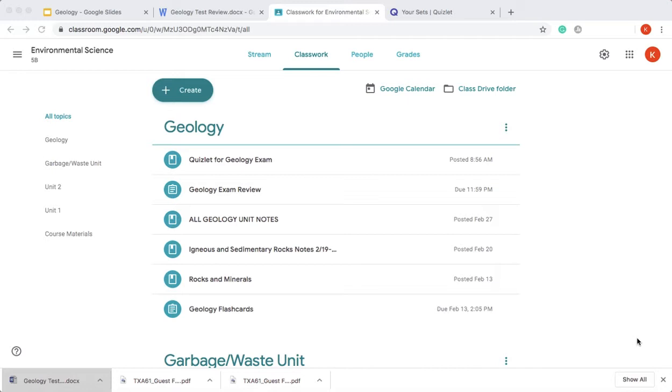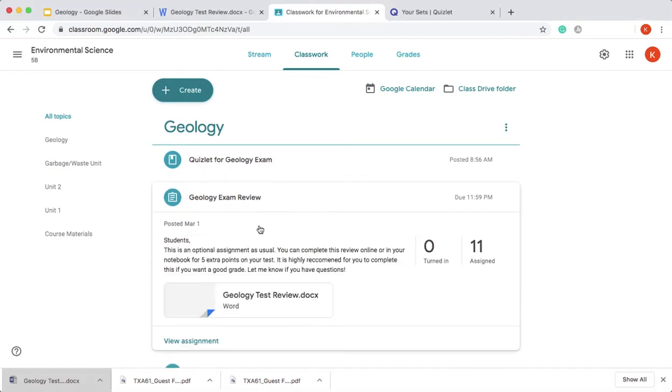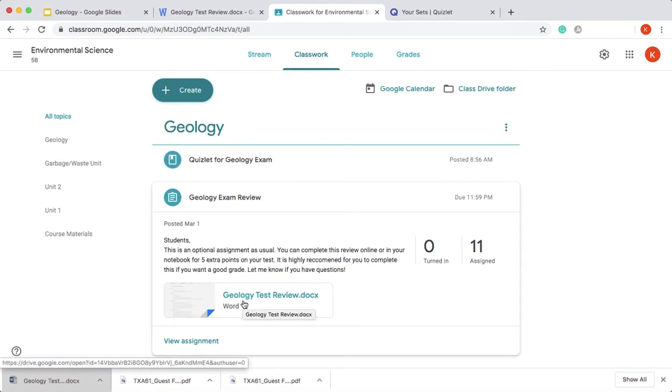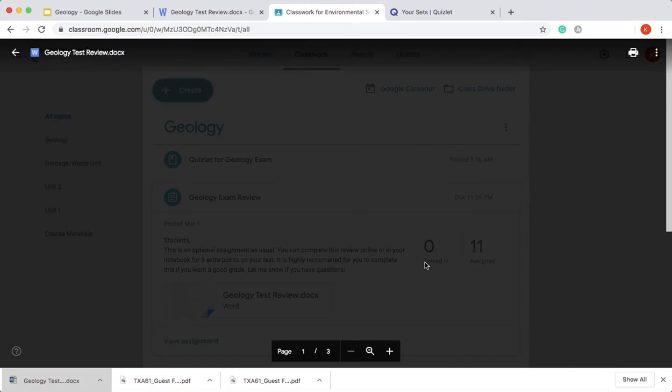Geology exam review. If you don't have yours with you, if you didn't opt out for the paper copy, you can go to Google Classroom like I am right here. And you can click on Geology exam review here and then download it where you can type in the answers on a Word document. So if you want to do that, you can click here.